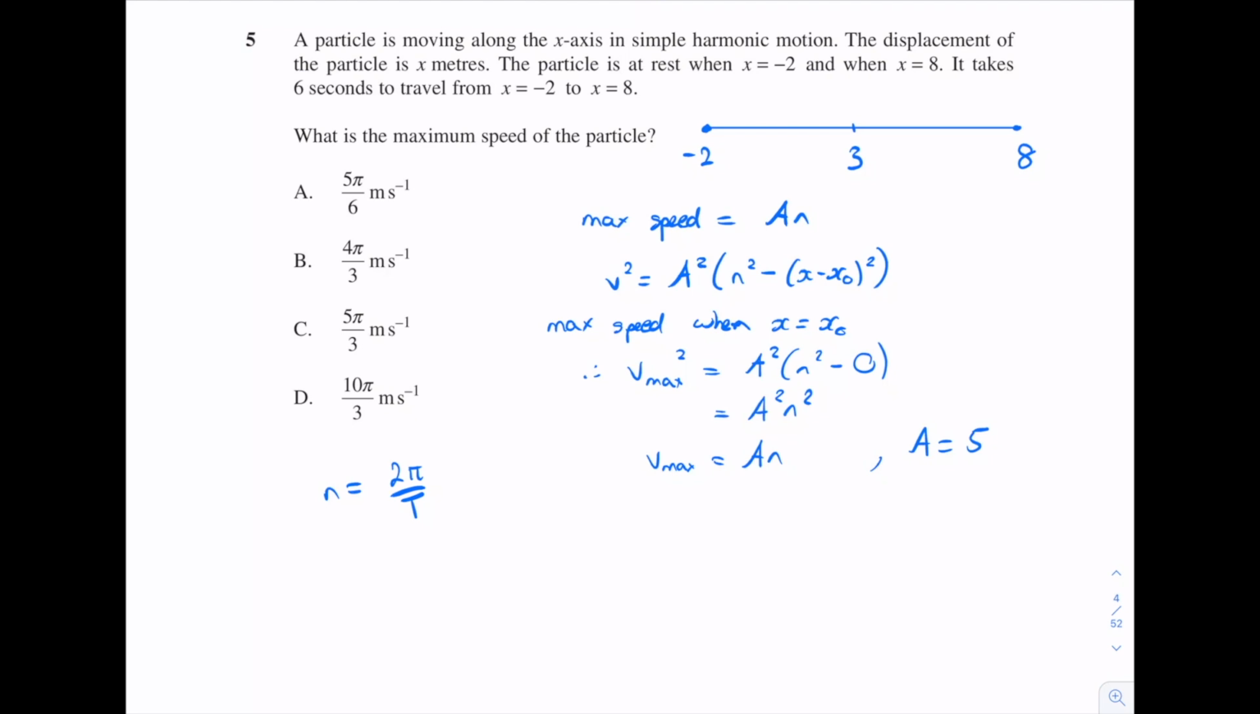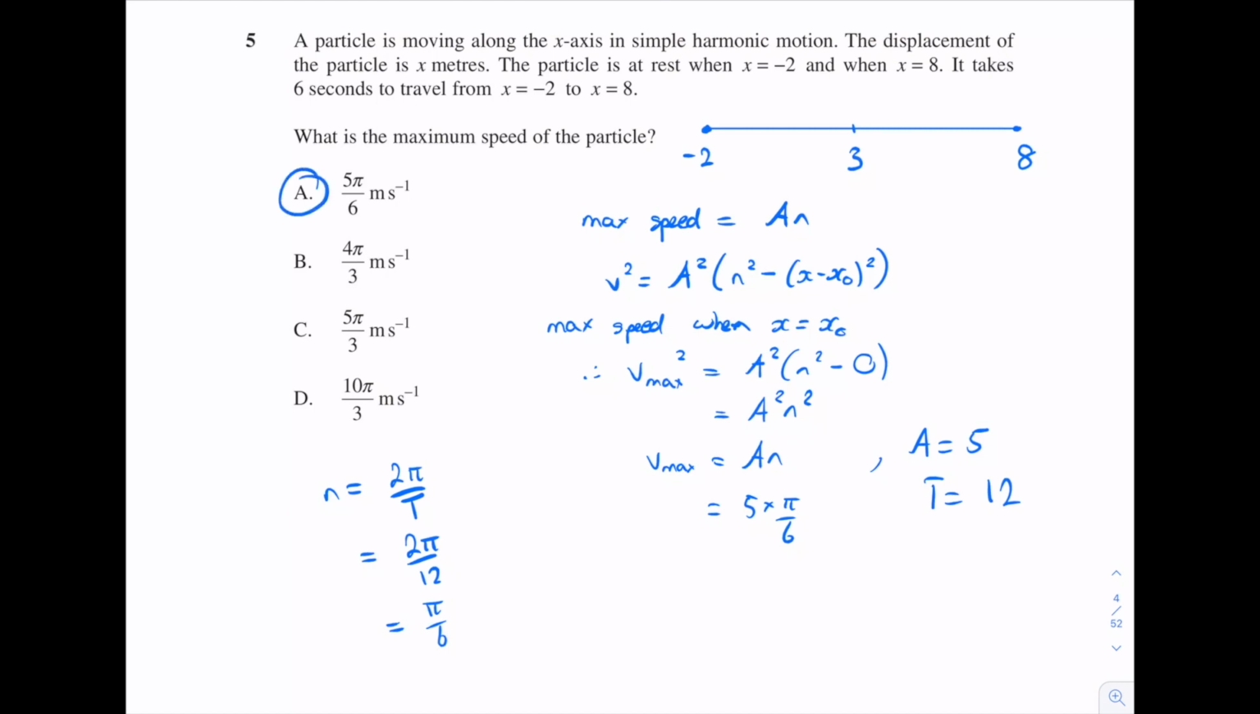Now, we know from starting at -2 to get to 8, it takes us 6 seconds, and then to get back, it would also take us 6 seconds. So the total period would be 6 plus 6, which is 12. So let's write it here, the period is 12. Okay, so we can substitute that into this. We get 2 pi on 12 equals pi on 6. And so this is going to be 5 times pi on 6, which is 5 pi on 6, and that is one of our options.